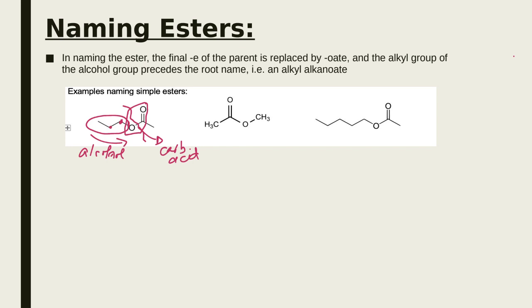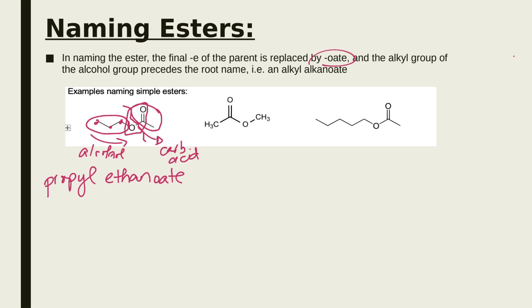There's 1, 2, 3 carbons. So we're going to call it propyl. And then what is left with that carboxylic acid is a 2-carbon parent. So we're going to call it ethan because it's all single bonded. And then we add the suffix -oate to it. Okay, so there's our suffix of -oate.